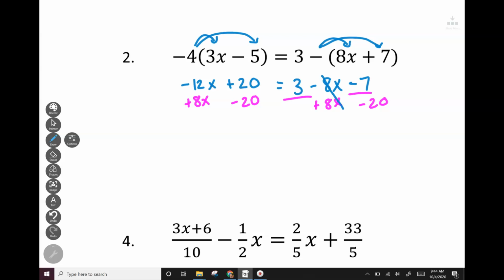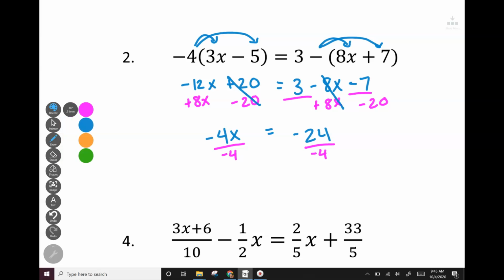So adding the 8x over, those are going to cancel. Negative 12x plus 8x is negative 4x. Okay, 20 minus 20 is 0, that cancels. You've got 3 minus 7, which is negative 4. And then you're subtracting 20, so negative 24. Okay, now I need to divide by this negative 4. So x equals 6.